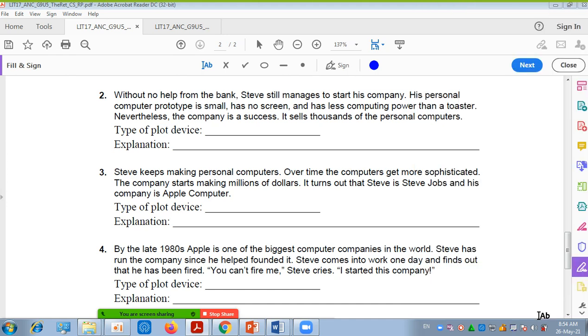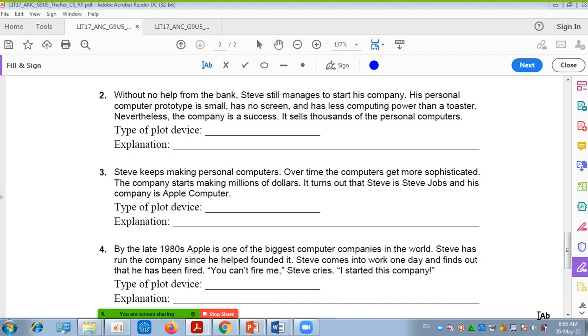Without any help from the bank, Steve still manages to start his company. His personal computer prototype is small, has no screen, and has less computing power than a toaster. Nevertheless, the company is a success. It sells thousands of the personal computers.